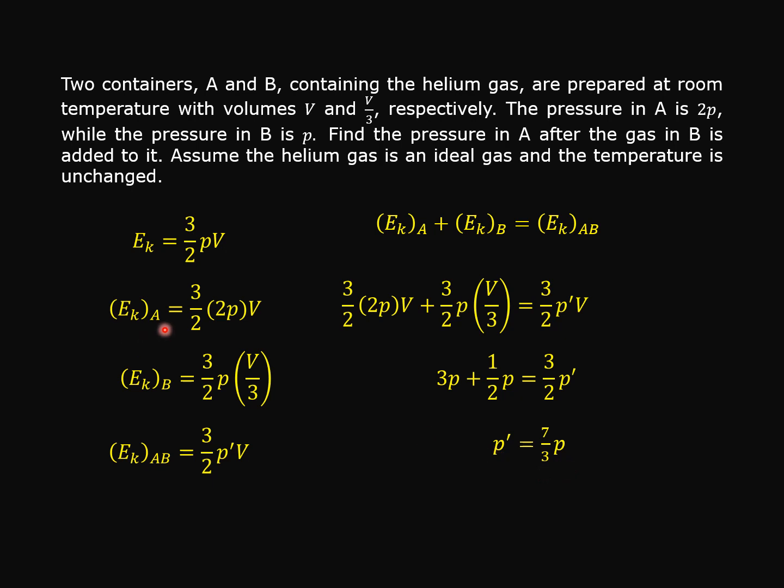over 3P. Initially, the pressure in the container is 2P. Now it increases to 7 over 3P after the gas from container B is added to container A. Okay, so this is the new pressure, and this answer is the same as the one that we obtained in the other videos, where we used PV equals nRT, the ideal gas law, to solve using two different methods. The final answer is the same, which is P prime equal to 7 over 3P.